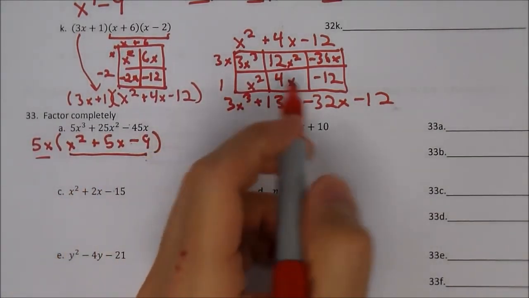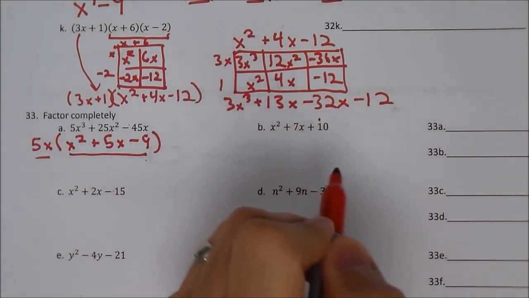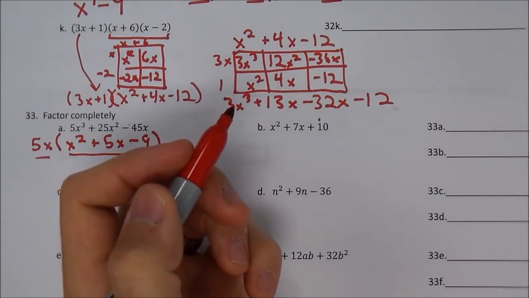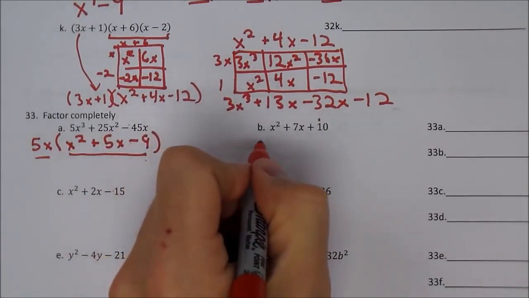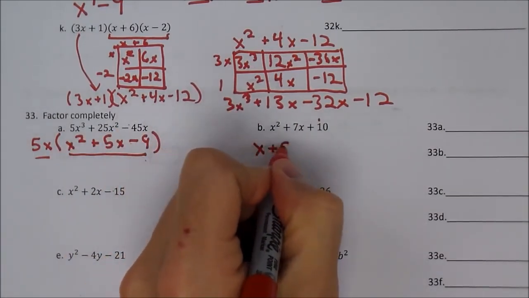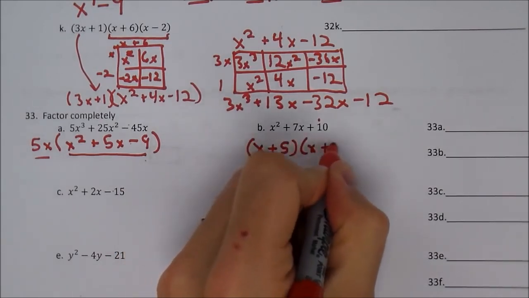Now we go to b, and we're looking to multiply to 10 and add to 7. So if I do 5 times 2, it gives me 10, then 5 plus 2 is 7. So I'm going to do x plus 5, x plus 2.